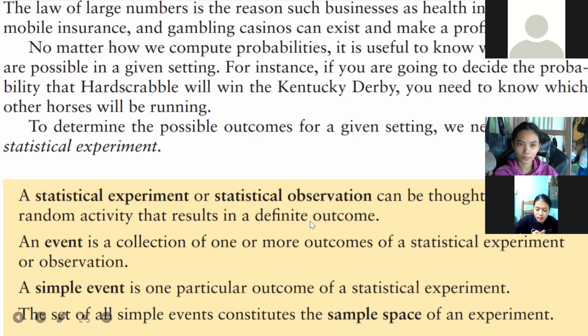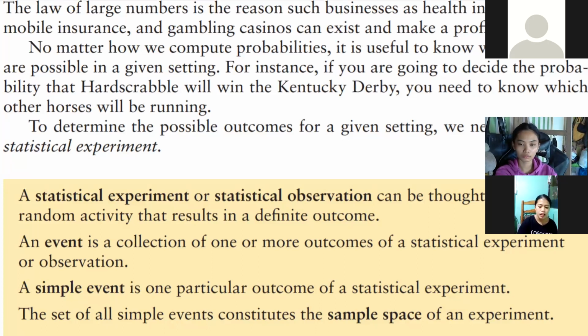That's why in a definite outcome, you know the outcome, pero hindi mo masasabi kung ano talaga ang lalabas. Like for example, when we toss a coin, that is a random activity. That is a statistical experiment, or a statistical observation. When you toss a coin, alam mo na ang mga possible na lalabas doon, it's either head or tail. Pero hindi natin masasabi kung ano ang lalabas. But you can predict, it's either head or tail.